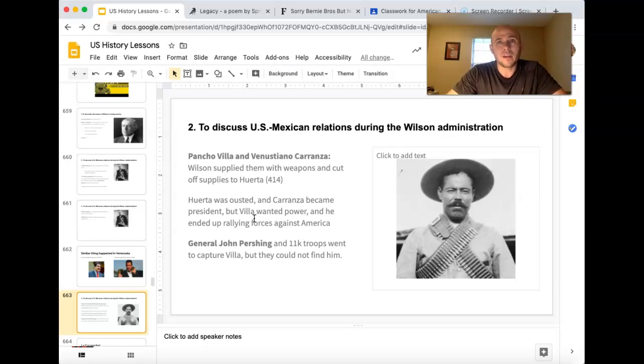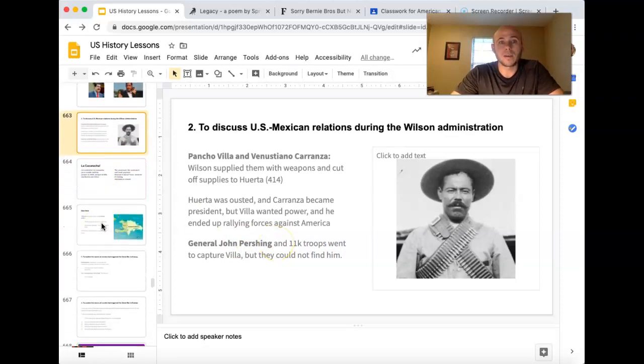Well, keep in mind that America, ever since Roosevelt, has this reputation of being a bully by Mexico and the Central American nations. They're always meddling in our stuff, and so there's always a little bit of resentment toward America, and Pancho Villa just tapped right into that resentment and gathered a force around him. Wilson got so annoyed with Villa that he sent General John Pershing, who, by the way, is an incredibly good general who fought in World War I. But John Pershing and 11,000 troops went to capture Villa, but they could never find him. He continually escaped the Americans.